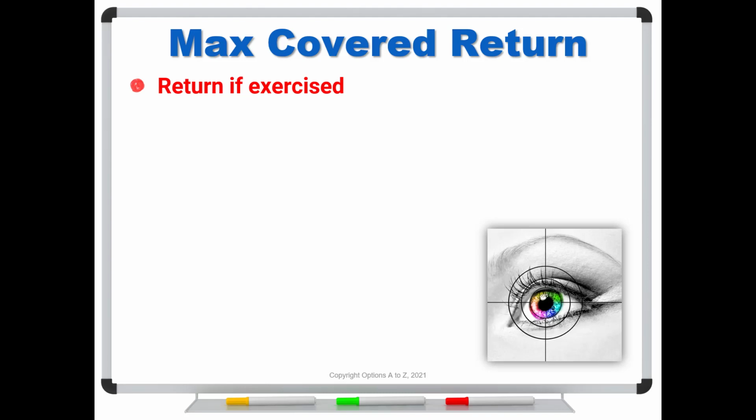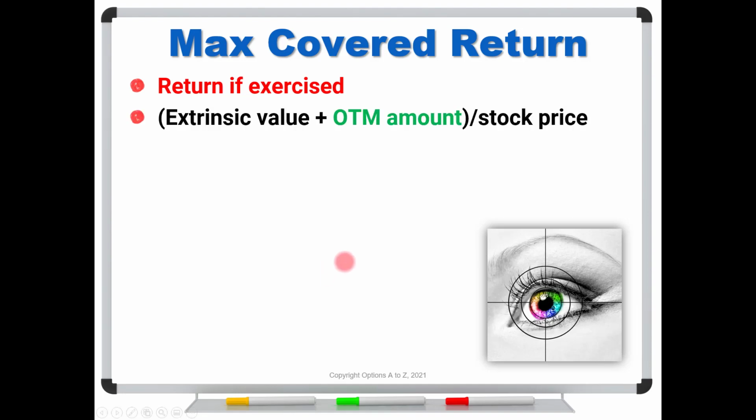It doesn't matter because you're just going to get that strike price at expiration. So if you do that, the calculation's a little different. We're going to look at the extrinsic value plus how far it is out of the money, and then we're going to divide that by the stock price. So you can see it's almost the same formula.